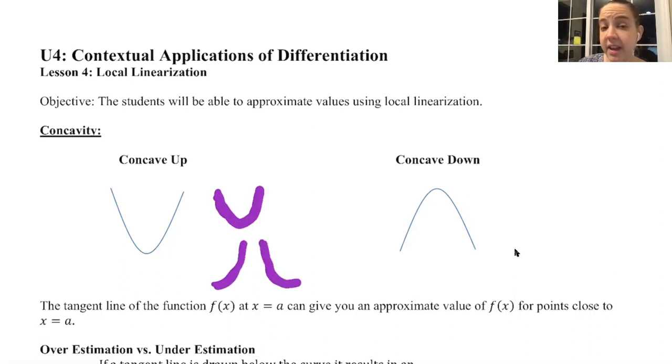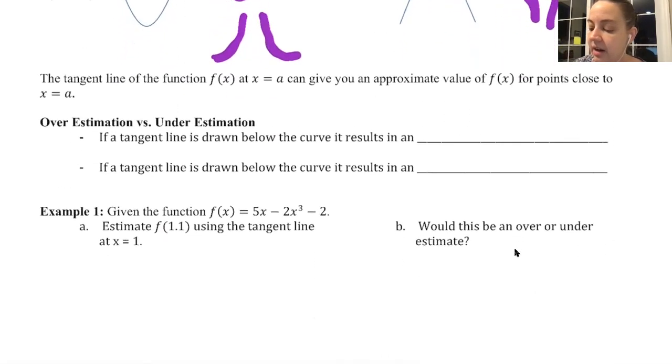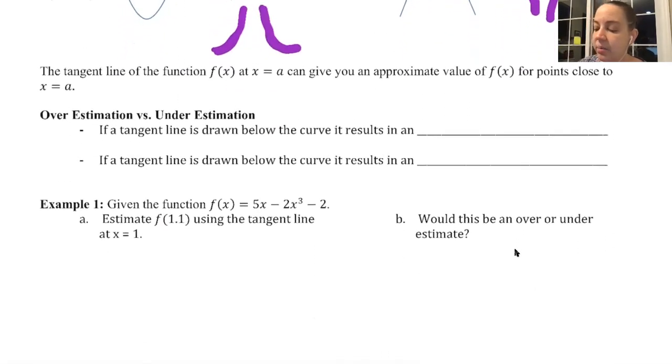We also have concave down, which means that it wouldn't hold water. And again, it could be half of the parabola on either side. So concave up and concave down. The tangent line of the function at x equals a can give you an approximate value of f of x for points close to x equals a. And so that's the key word right there, is close. It doesn't work for values that are far away, but only those that are close.